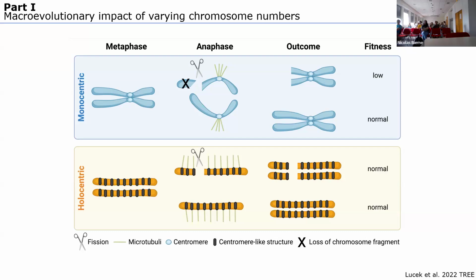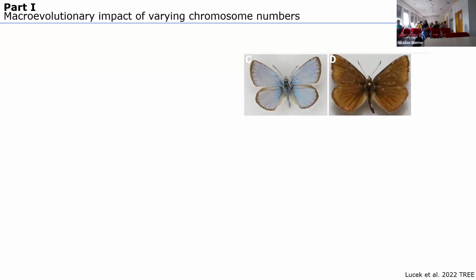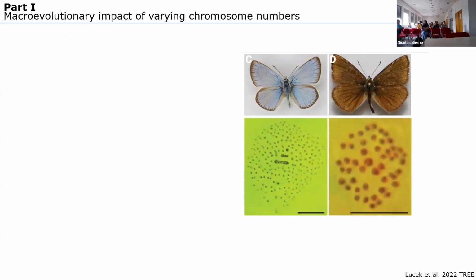So why am I talking about holocentricity? These are two closely related butterflies, and butterflies have holocentric chromosomes. It's actually something I didn't know when I started working on them, but when I figured it out, I was quite mind blown. These are closely related species. They have about the same genome size, but when we look at the karyotypes, they differ vastly. On the left, we have the species with the highest karyotype count that we know of, with more than 200 chromosomes. The one on the right just has a few dozen.